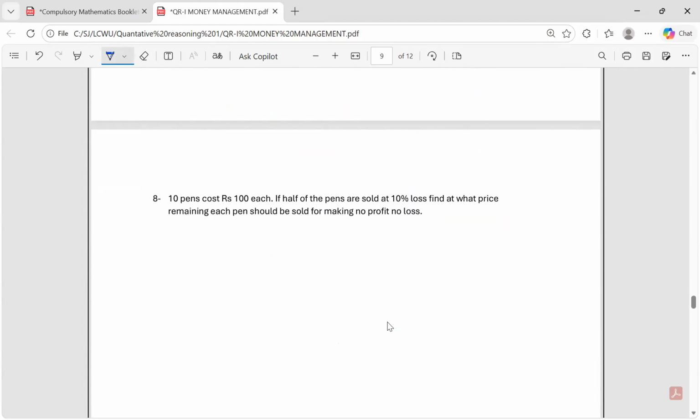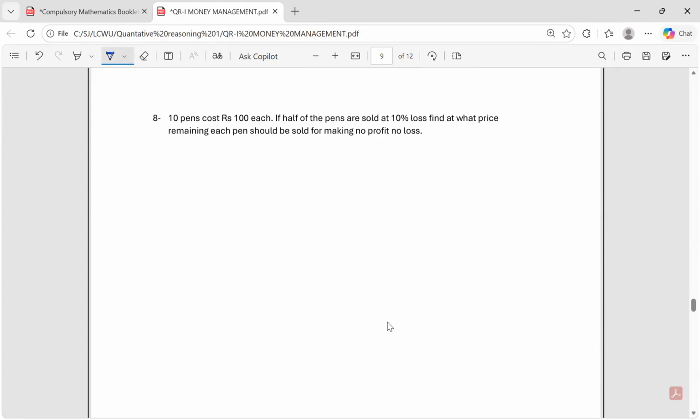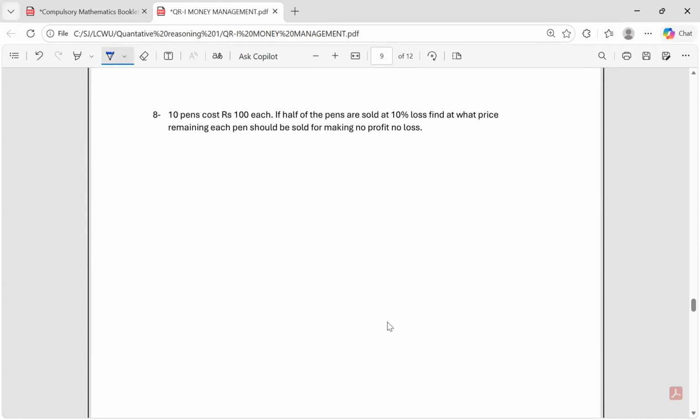Next question. 10 pens cost rupees 100 each. If half of the pens are sold at 10% loss, what price of the remaining each pen should be sold for making no profit, no loss? So 10 pens each cost rupees 100. So the cost of 10 pens is equal to 10 multiplied by 100, which is 1000 rupees, right?